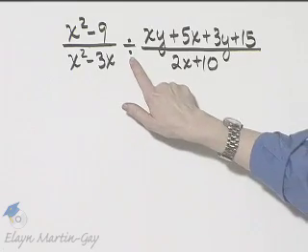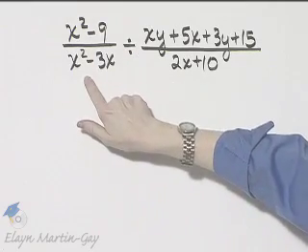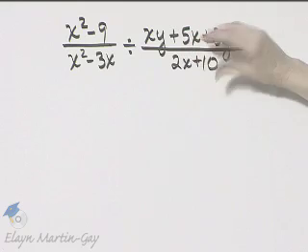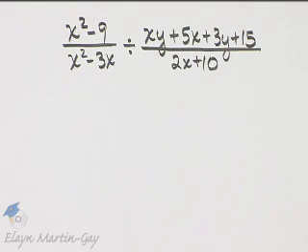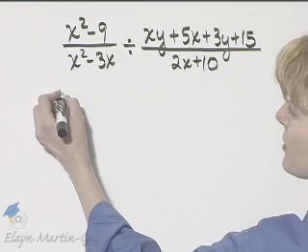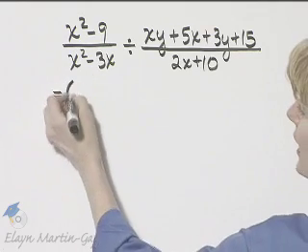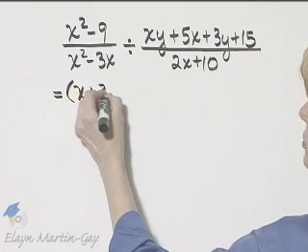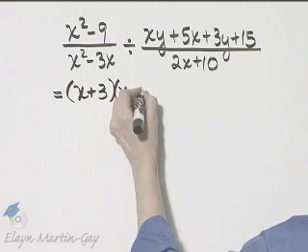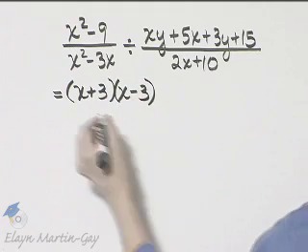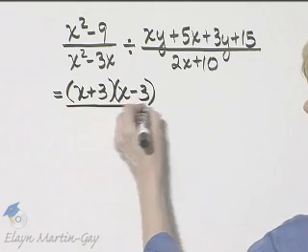The operation is division, so it's the first rational expression times the reciprocal of the second rational expression. As I do this, I'm going to go ahead and start factoring because that will help us when we simplify. So the first numerator, that's the difference of two squares, I can write that as x plus 3 times x minus 3.